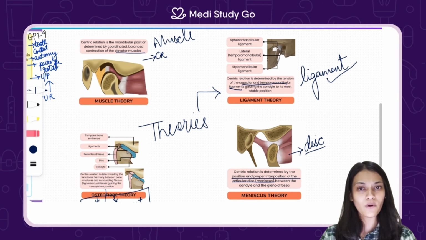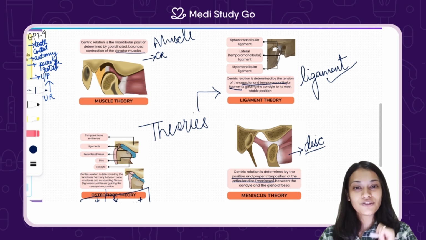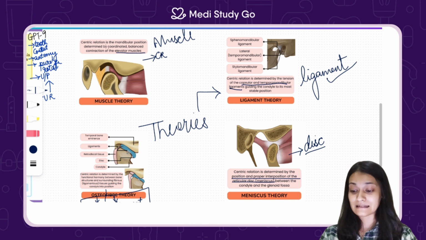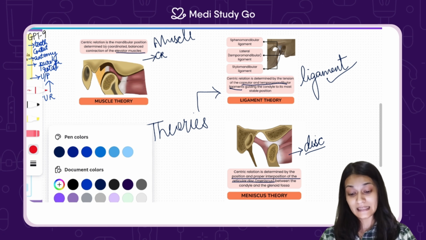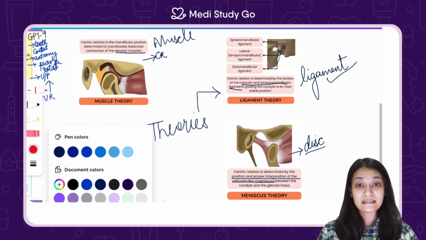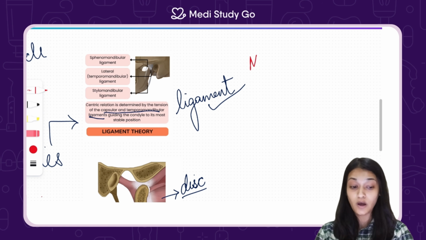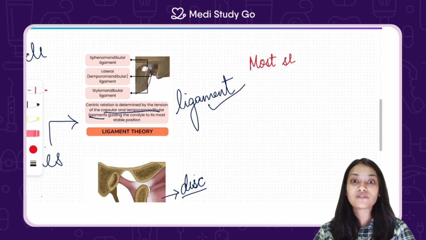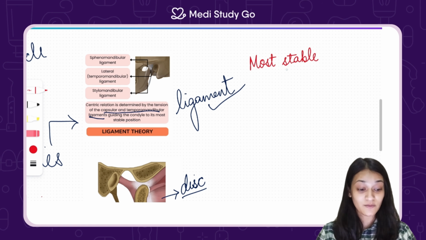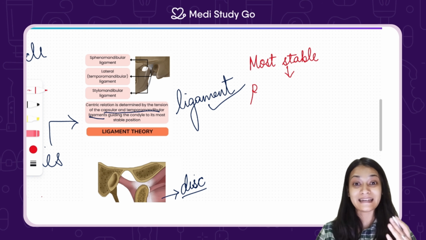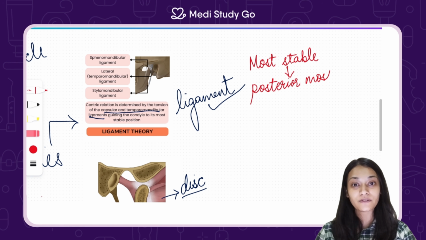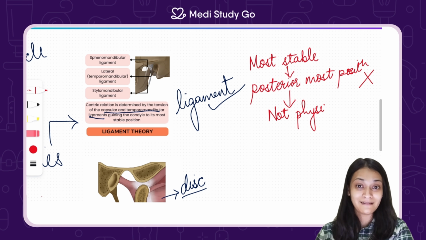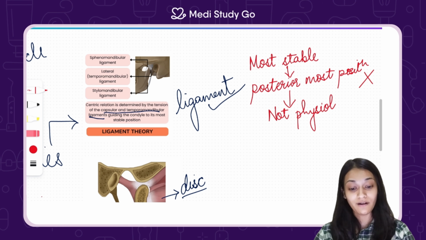But which amongst the four is the most accepted theory? I want you to open the book and answer. But at the same time, let's quickly look at the shortcomings in each theory. Talking about the first, the ligament theory. Now it said that it was the most stable position, but the most stable was considered to be the posterior most position. Now that is not the most stable, and it was not even physiologic. It led to strain because the most physiologic position was the one at the anterior superior position with the posterior eminence of your articulator.